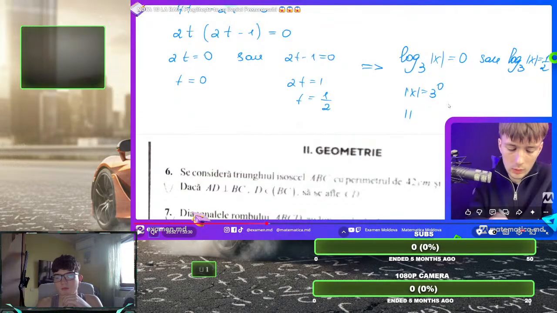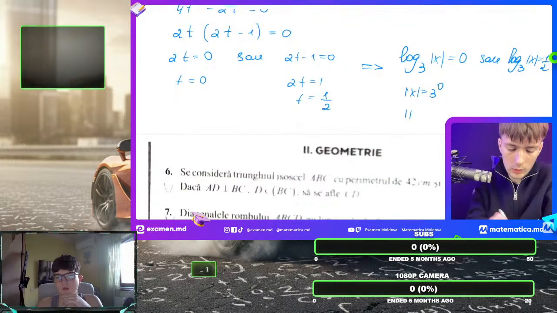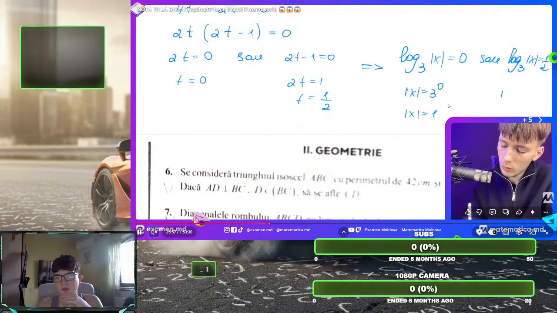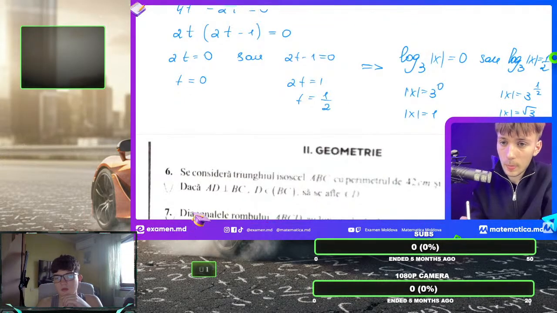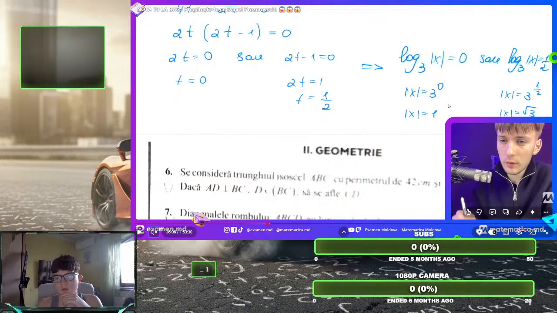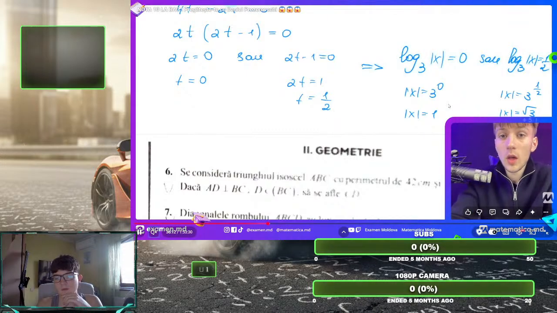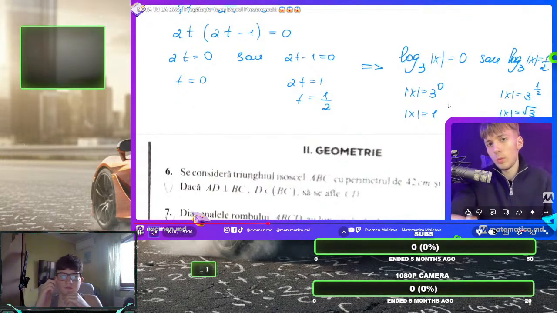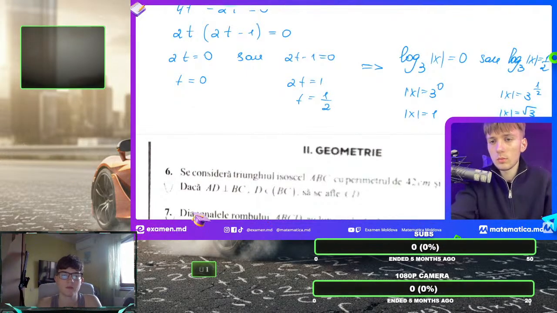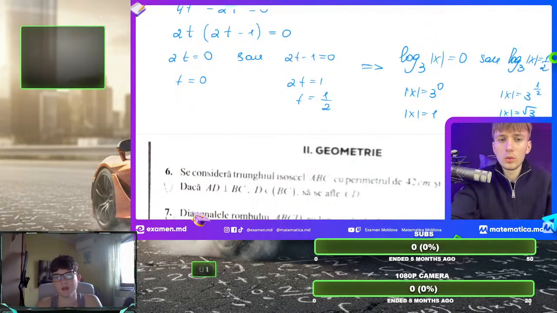And now the second one is just gonna be 3 to the power of 1 divided by 2, right? Yeah, so modulus of x is 1 right there. And if we pop that, square root of 3. This is some moderately advanced stuff.